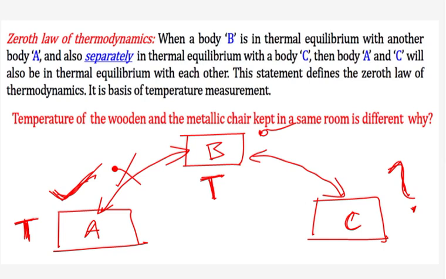Okay, now if I find that these two also are in thermal equilibrium, then what I can say is the temperature of C is T. Now if you notice here, I have not brought A and C in contact here. Without the contact I can tell that C is having temperature T with the help of zeroth law of thermodynamics.